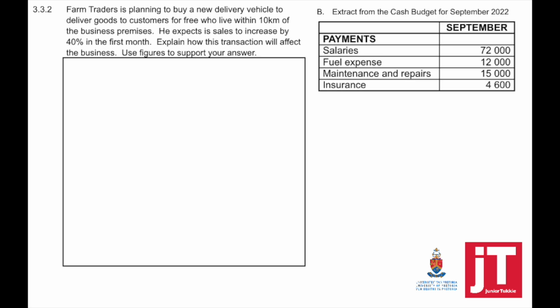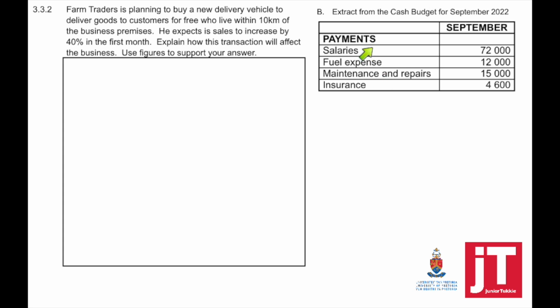Number 3.3.2, Farm Traders is planning to buy a new delivery vehicle to deliver goods to customers for free who live within 10 kilometers from the business premises. He expects sales to increase by 40% in the first month. Explain how this transaction will affect the business. Use figures to support your answer. Again, I'm going to say there's a reason why they provide you with figures.